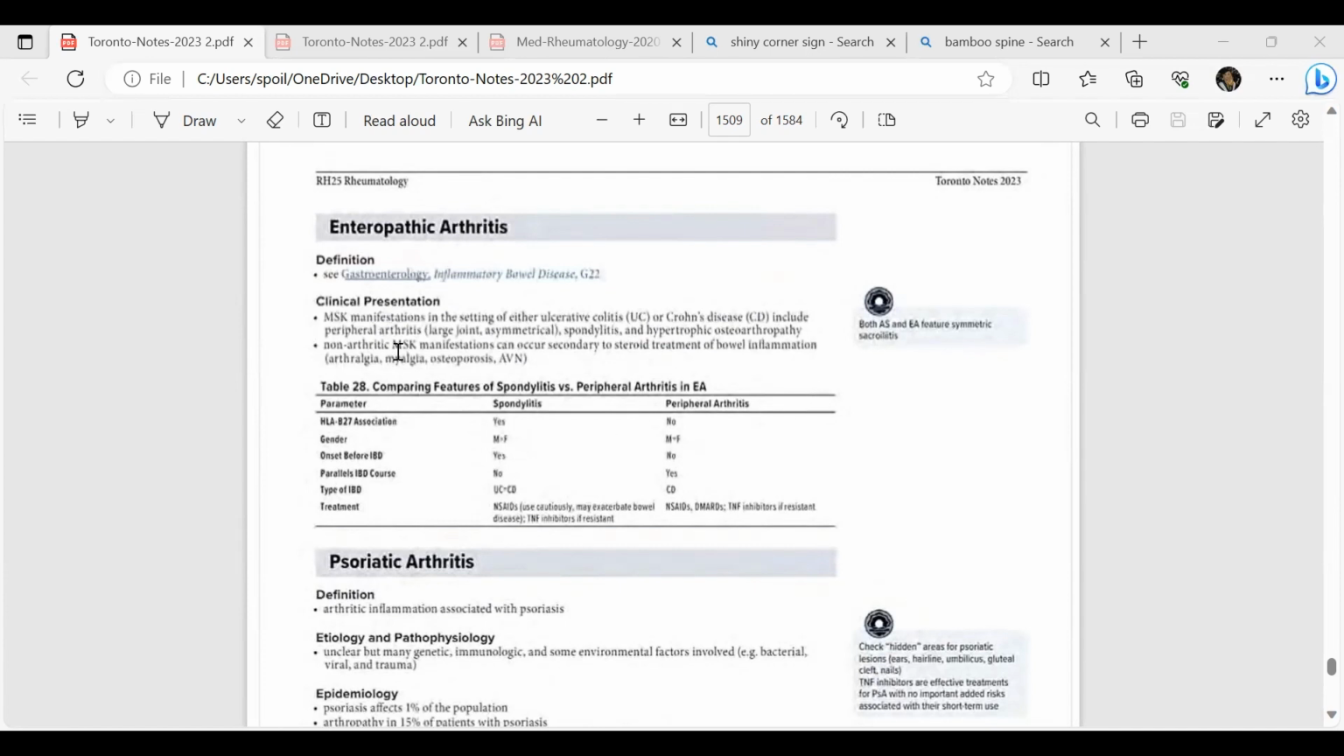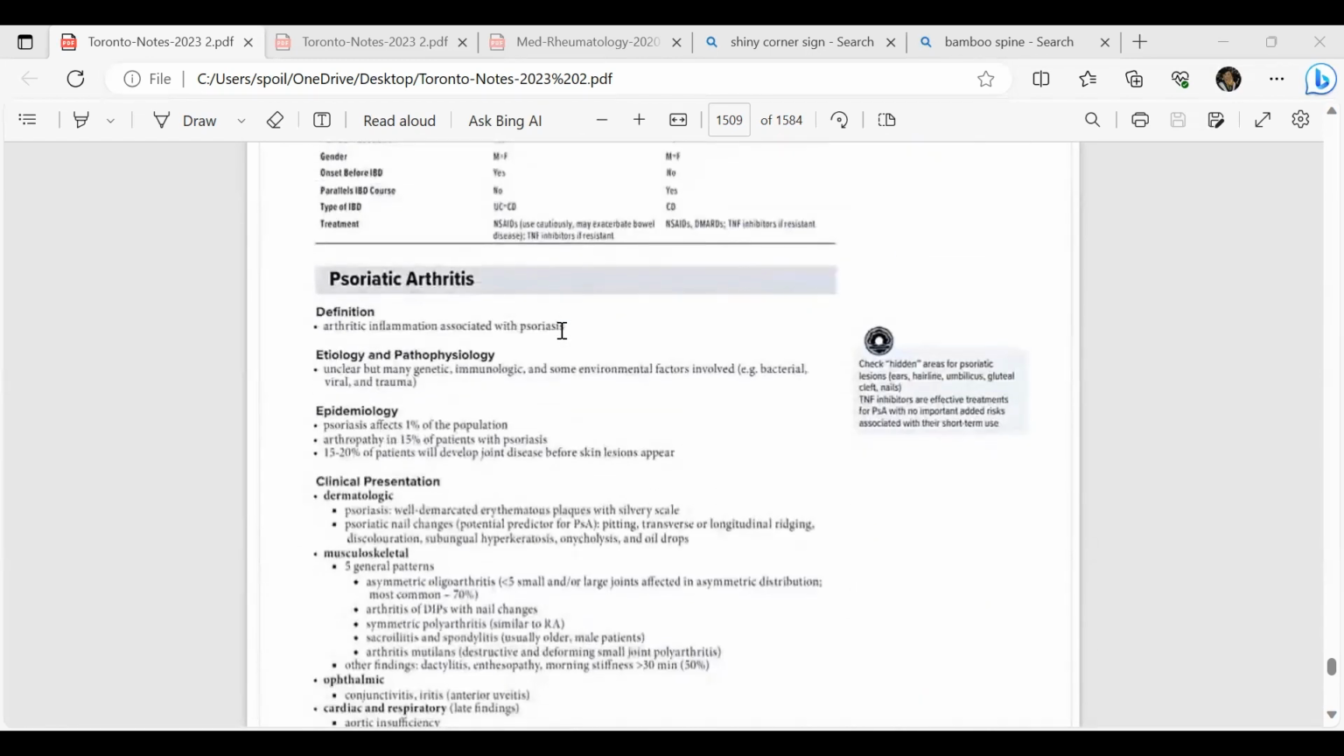Also, known arthritic musculoskeletal manifestations can occur secondary to steroid treatment of bowel inflammation: arthralgia, myalgia, and osteoporosis. We just read yesterday also that there are many side effects of steroids. Myalgia is muscle pain, arthralgia is joint pain, and osteoporosis can occur because of steroid treatment as well. And the presentation is in ulcerative colitis and Crohn's disease. Peripheral arthritis involves large joints and is symmetrical.